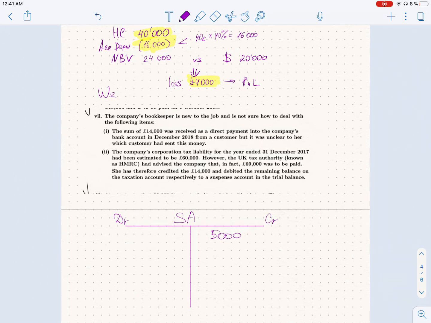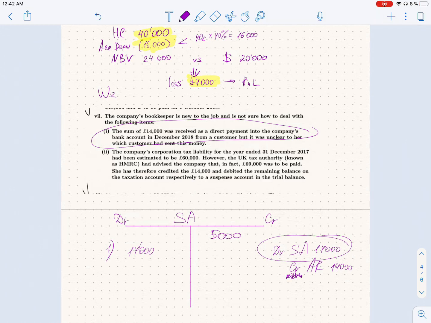And the first point is about receivable here. The sum of 14 was received as direct payment to the bank account but it was unclear which customer had sent this money. So the company has debited 14 at the bank account, but hasn't credited the receivables account. That means that now the company has to make a correcting entry, making debit suspense account, credit accounts receivable, because the concrete customer has paid off his liability in the amount of 14, because now we do know who it was or which company it was. So the first correction would be 14 on debit side of suspense account, because we need that suspense account for crediting accounts receivable. That's how suspense account works.